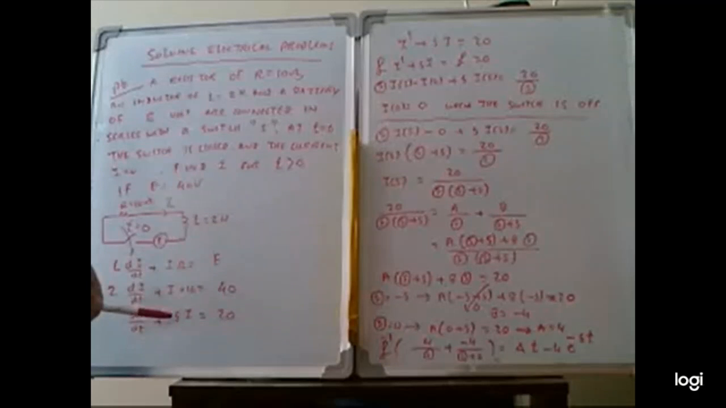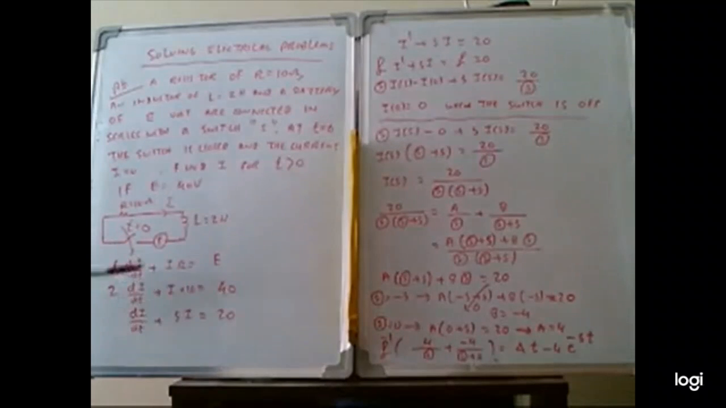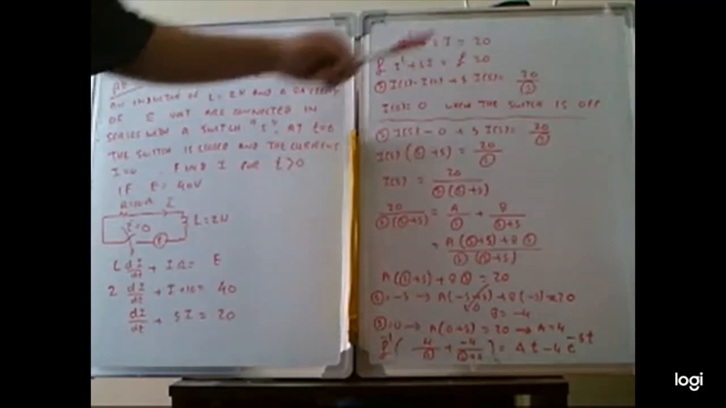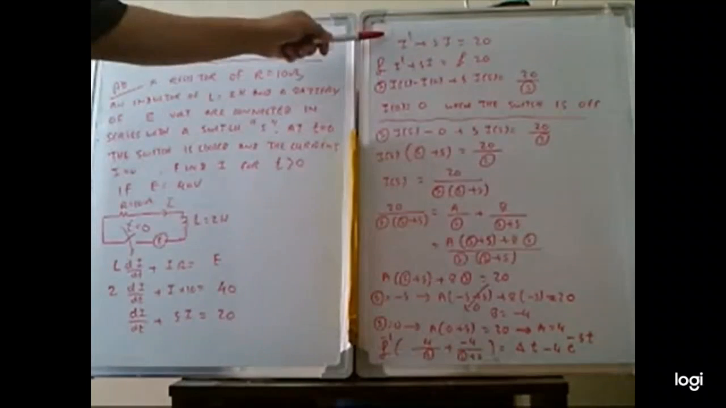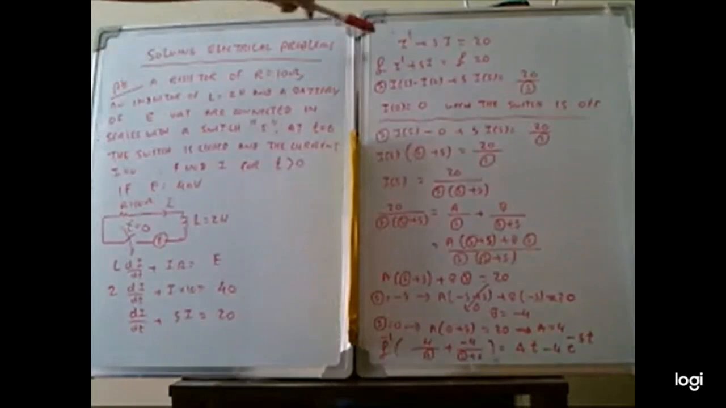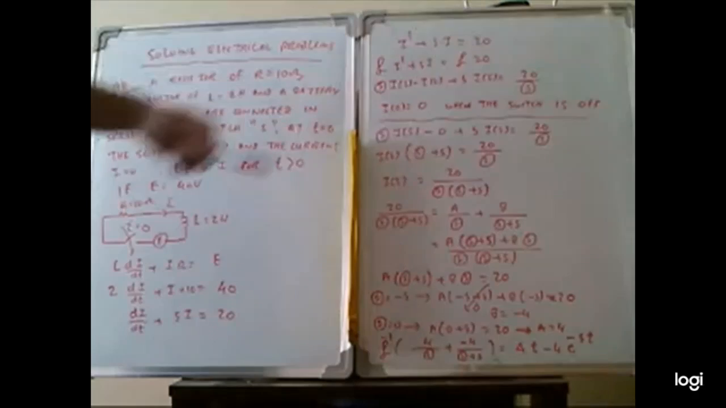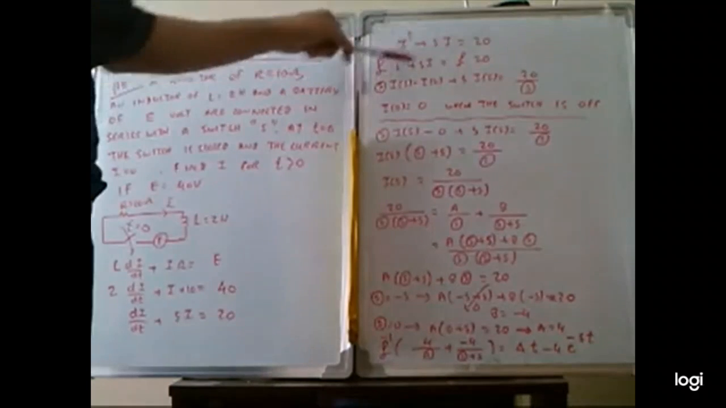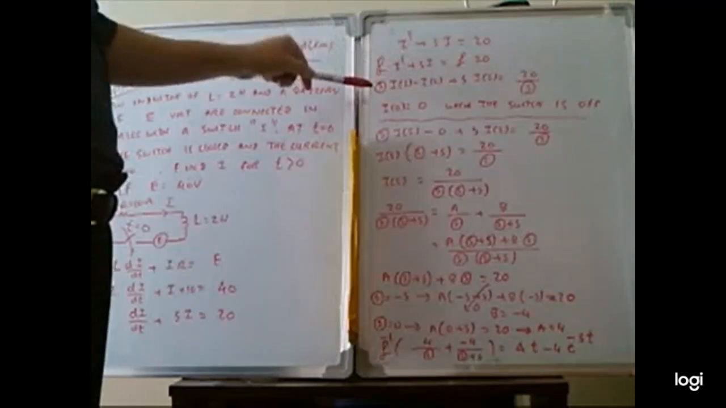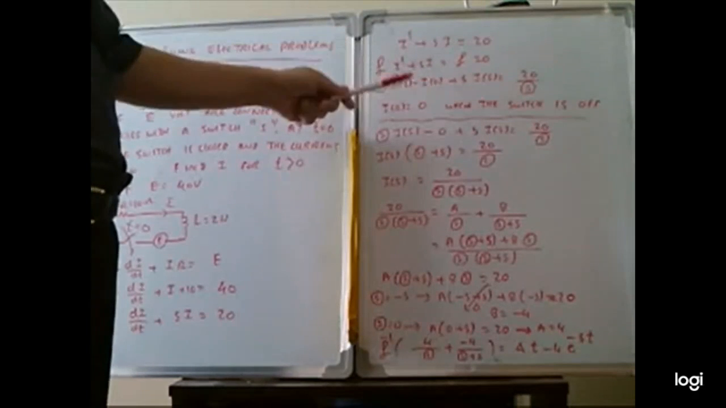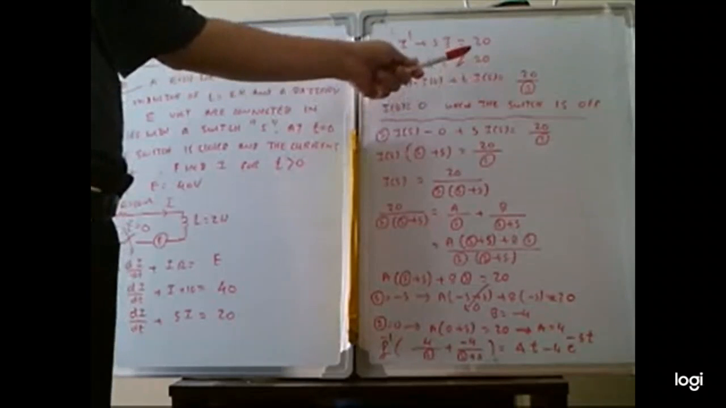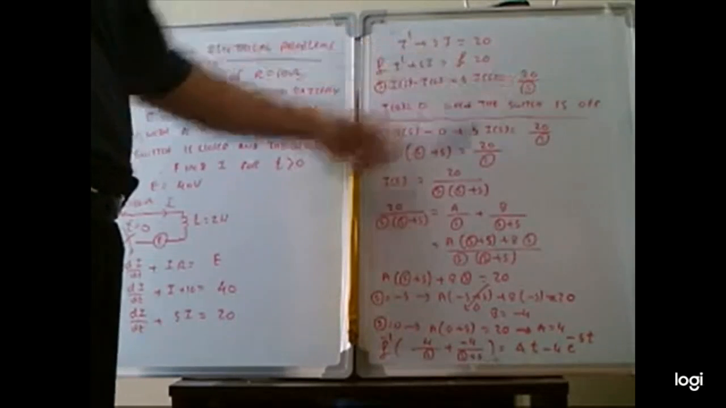So the differential equation dI/dt + 5I = 20. We have to find the Laplace transform. The Laplace transform of I' + 5I, the right-hand side will be the Laplace transform of 20. So I', which is the first-order derivative, will be sI(s) minus I(0), and 5I will be 5I(s). The Laplace transform of 20 will be 20 divided by s.